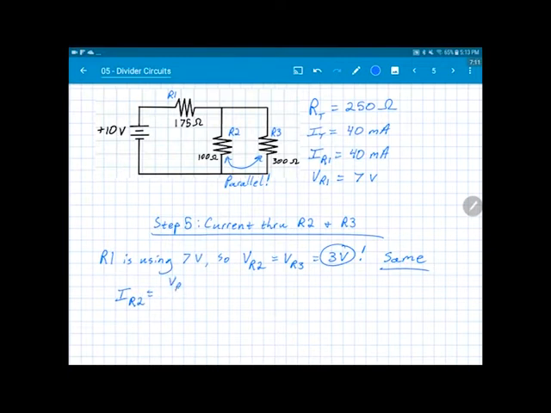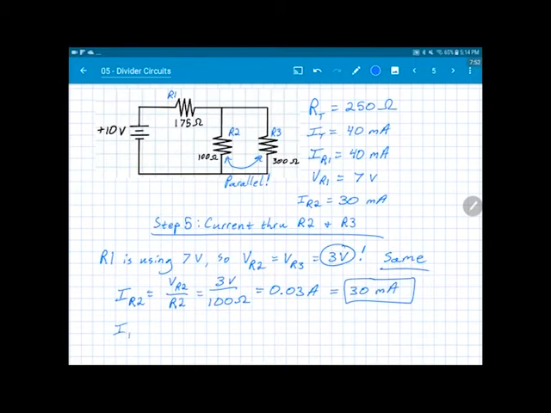So to find the current through each resistor, it's just using Ohm's law again. So for R2, I'm going to divide R2's voltage, 3 volts, divided by R2's resistance, 100 ohms. I'm going to get 0.03 amps, which I'm going to change to 30 milliamps. And then I'm going to do the same thing with R3. So the voltage through R3 is 3 volts, and the resistance through R3 is 300 ohms. And I'm going to get 0.01 amps, or 10 milliamps.